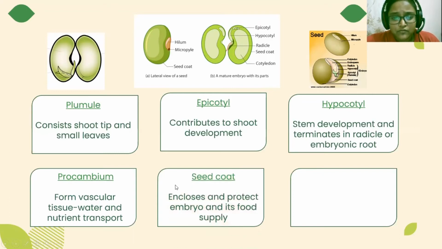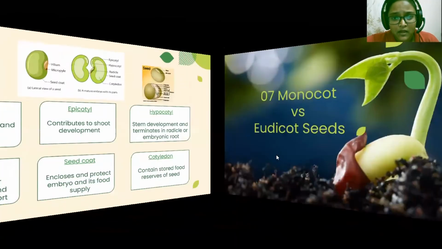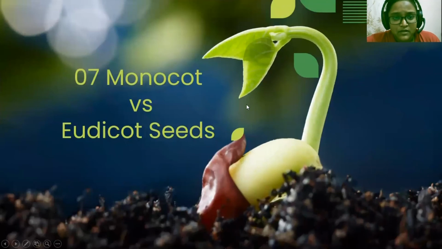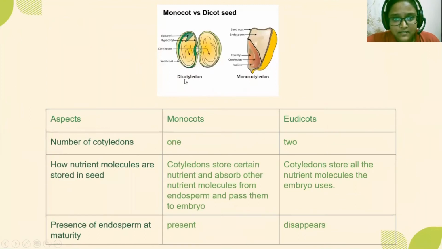Moreover, we can also find the seed coat on the embryo, which encloses and protects the embryo and its food supply. Then we could see the cotyledon, which contains the stored food reserves of the seed. Now I'm going to talk about monocot versus eudicot seeds. As you can see here, this is the eudicot seed and this is the monocotyledon seed.